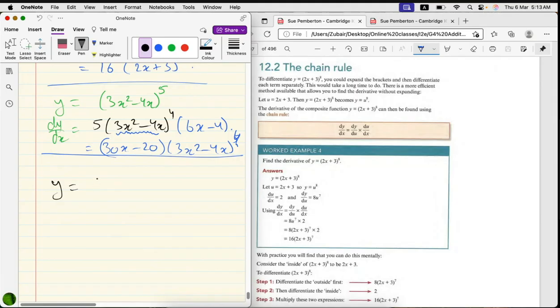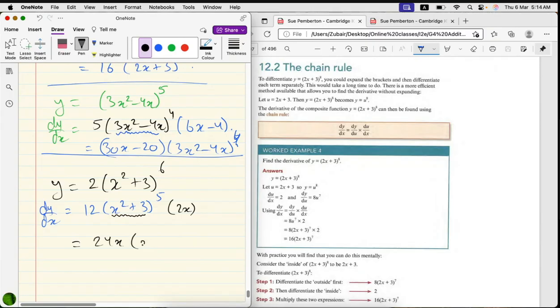Try this with me. Let's say 2 into (x squared plus 3) to the power 6. We could substitute u into it, but we are doing it without u. Bring the power down first: 12 times (x squared plus 3), one less than the power. This is how we were always dealing with power. Now we multiply with the differentiation of what is inside, and that's 2x. So 24x into (x squared plus 3) to the power 5.